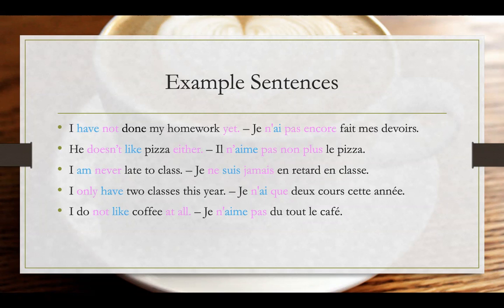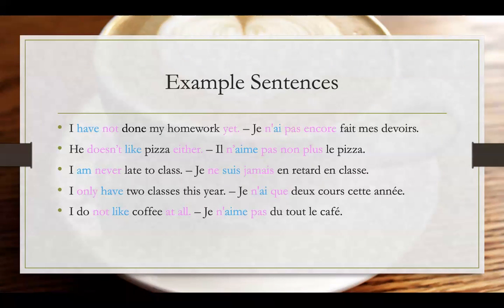And then I am never late to class. Je ne suis jamais en retard en classe. And then this is the weird one, only. I only have 2 classes this year. So have is your first verb that you have in the sentence. So you have je n'ai que 2 cours cette année.